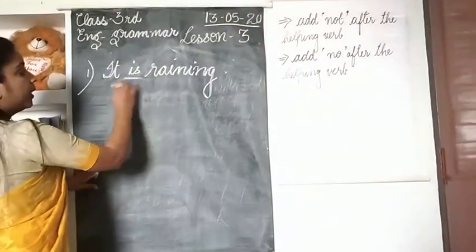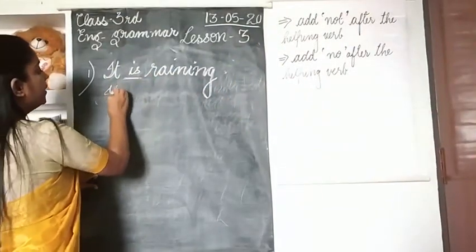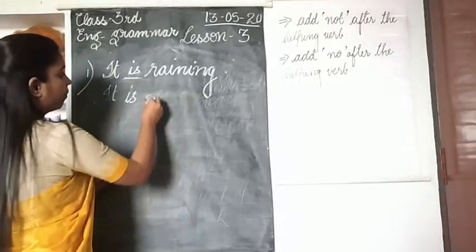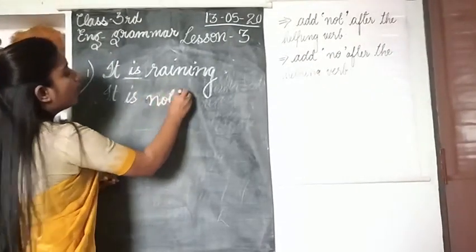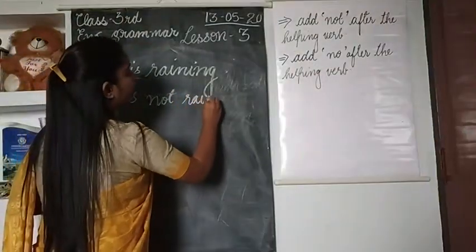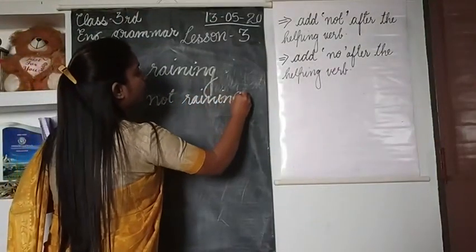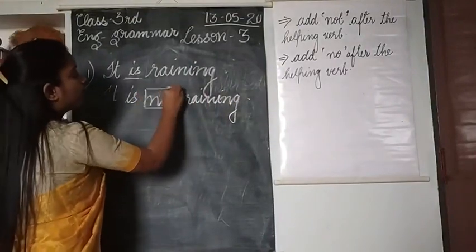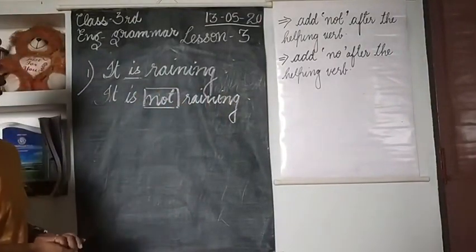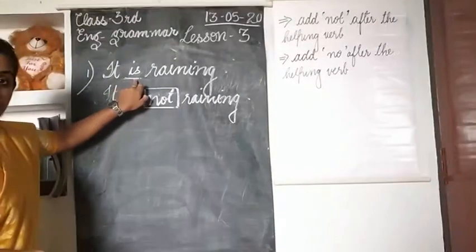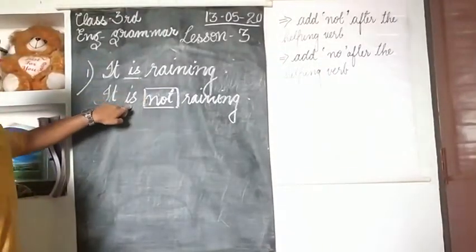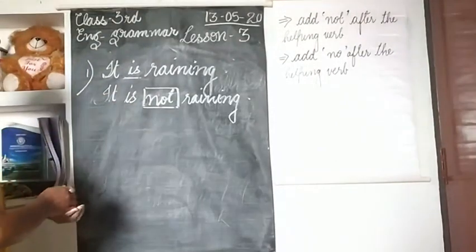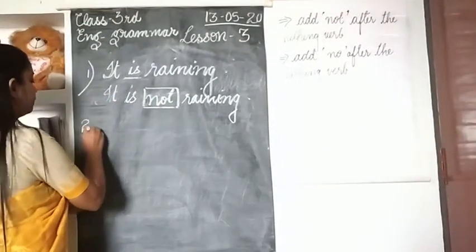So what will be the negative sentence? It is not raining. This is a negative sentence because it has the word not in it. So is, the helping verb, is present here. You will change it into a negative sentence simply by adding not after the helping verb. I'll give you one more example.